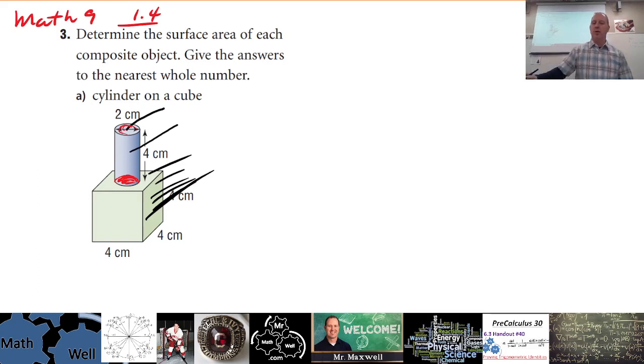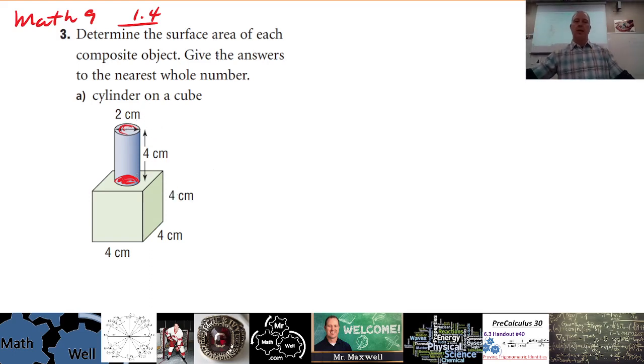Okay? And some of you already are saying, hey, I'm not even going to count the circle on top because I have to take it away later anyways. I'm totally fine with that. I'm going to do it this way, counting all of the surfaces that are exposed to the air and then subtracting anything that's covered up later. That's the way I do it. I think that's the way that it's easiest for those that are maybe unsure about this, okay? So, again, here we go.